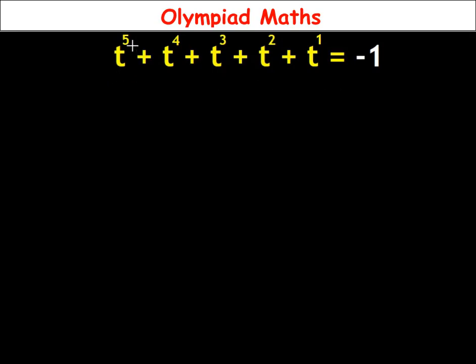So we have t raised to the power 5 plus t raised to the power 4 plus t raised to the power 3 plus t raised to the power 2 plus t raised to the power 1 is equal to minus 1. So let us solve for the value of t that will satisfy this equation and give us the value of minus 1 when added and raised to these respective powers. So the value of t is equal to question mark.